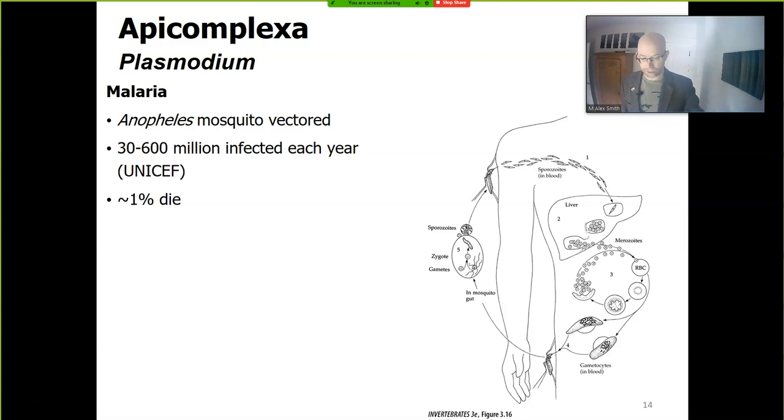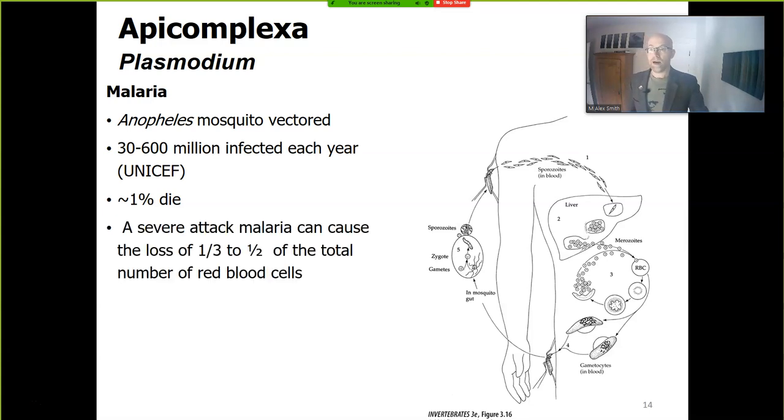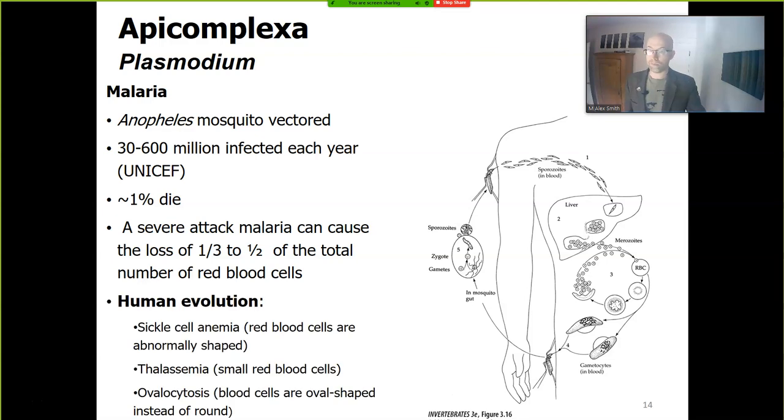And so it has an enormous economic effect on a region where malarial outbreaks happen, because those that are struck by it are laid out for long periods of time. A severe attack can cause the loss of 1/3 to a half of the total number of red blood cells. So you're just not moving oxygen very efficiently at all.